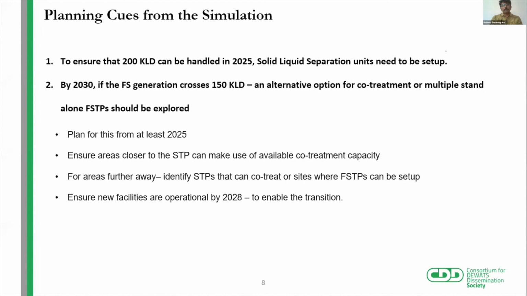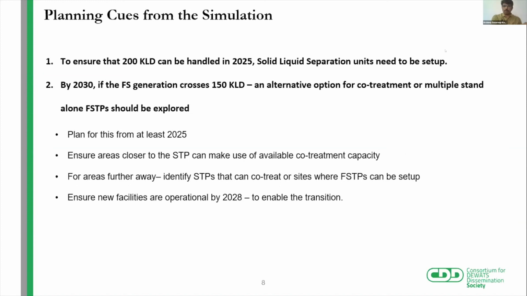Now let us look at 2030. If the FS generation crosses 150 KLD, right now we are in a safe territory, right? The generation is estimated to be 150 KLD, and the co-treatment capacity is almost 150 KLD with solid liquid separation. But assume the city grows a little more, the sewage connections do not go as planned, and the FS addition becomes more than what is required. Then we definitely need to look at an alternative option for co-treatment.